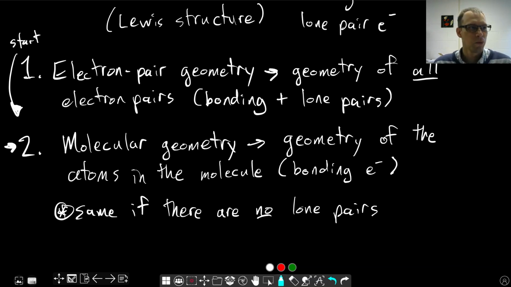So that's kind of theoretical at this point. Let's jump into the next video, where we'll look at some specific examples of what these geometries look like, and differentiate between electron pair and molecular geometries.